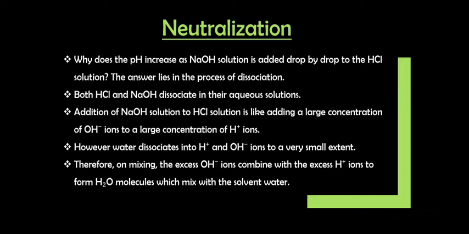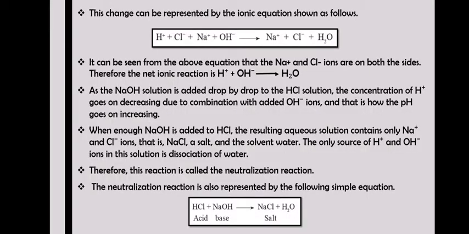Now, when HCl and NaOH, one is acid, another one is base, right? When you put them in solution, it leads to neutralization. How? Because water will dissociate into H+ and OH- ions to a very small extent. Therefore, on mixing, the excess of OH- ions with the excess H+ ions will form H2O molecules, correct, which mix with the solvent water.